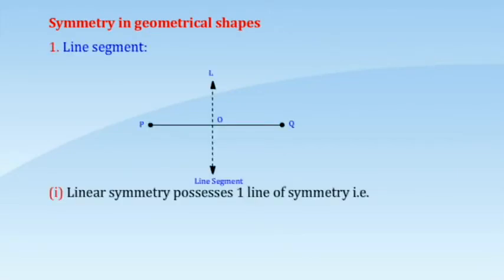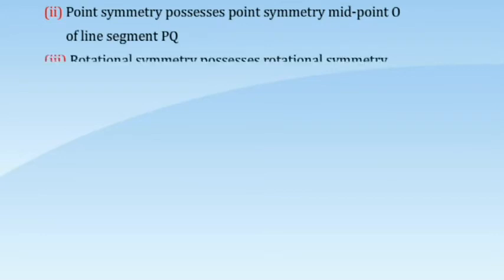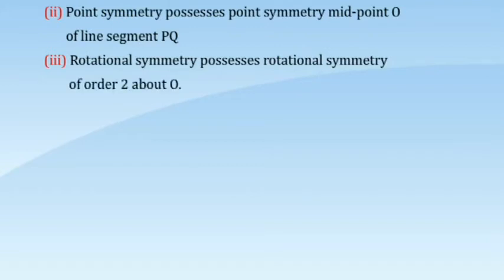Symmetry in geometrical shapes. Line segment. Linear symmetry possesses one line of symmetry, that is, perpendicular bisector of PQ. Point symmetry possesses point symmetry about midpoint O of line segment PQ. Rotational symmetry possesses rotational symmetry of order 2 about O.